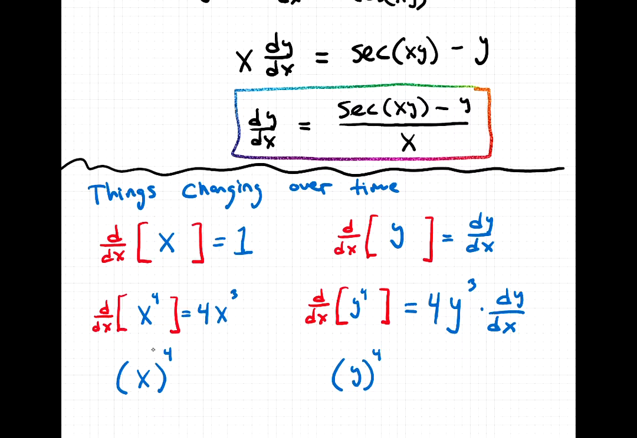So if we apply that same logic here on the left, the 4 comes out front, drops by 1. Inside function stays the same. And then we multiply by the derivative of the inside function. And the derivative of x is 1, which is why we don't need that times 1 there. But technically, it's there as a result of the chain rule.